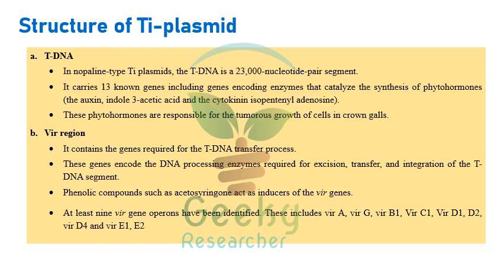When it comes to vir genes, I need to say something about them: virA, virG, virB1, virC1, virD1, virD2, virD4, virE1 and virE2 are the nine vir regions which operate or confer virulence to the pathogen.